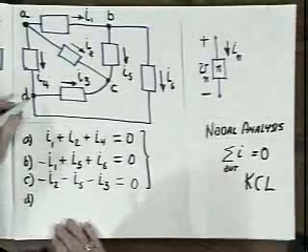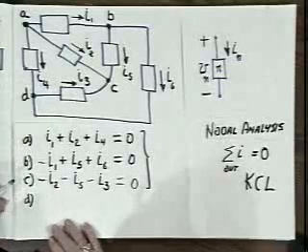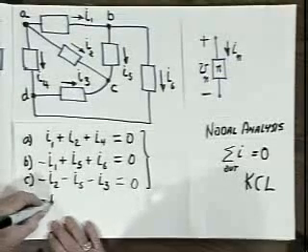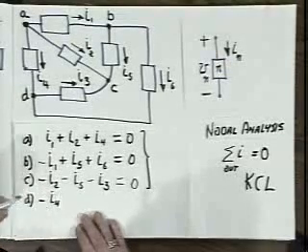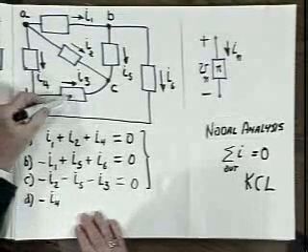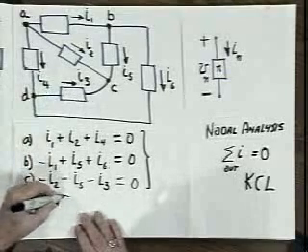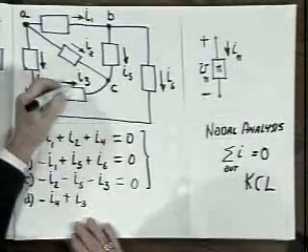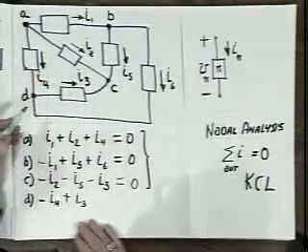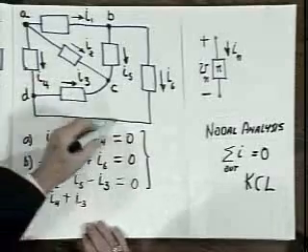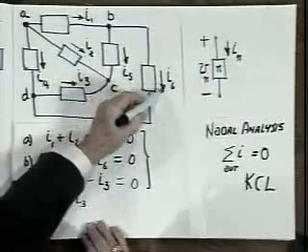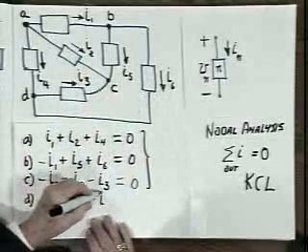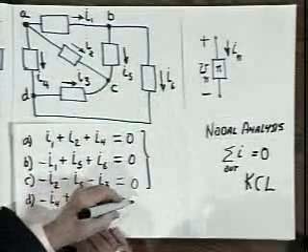On node D, just proceeding in the straightforward manner, summing the currents out. The current out through this element is minus I4. The current out through this element is plus I3, the arrow here being in the direction which corresponds to a current out. And the current out through this element, note the arrow pointing the other way, is minus I6. And that equals 0.